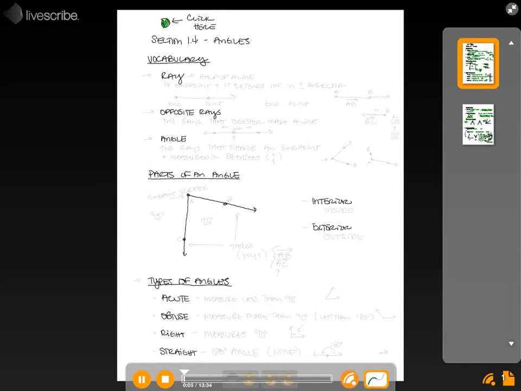Alright, these are our notes for section 1.4 on angles. We're going to cover a lot of vocabulary and some ideas here, so again, if you have any questions, make sure you bring them to class next time. Alright, first thing we're going to do is cover some vocabulary that deals specifically with angles.